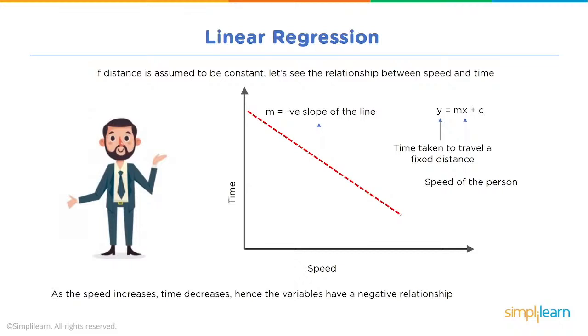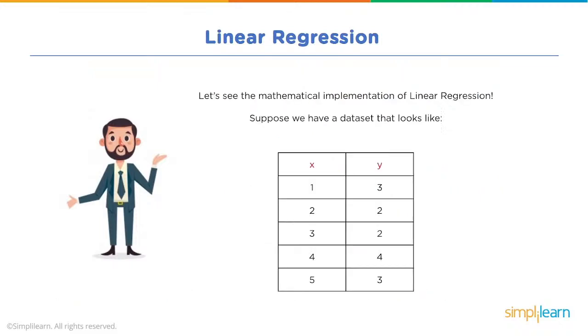And with a simple formula like this, and even a significant amount of data, let's see the mathematical implementation of linear regression. And we'll take this data. So suppose we have this data set where we have x, y, x equals 1, 2, 3, 4, 5, standard series, and the y values are 3, 2, 2, 4, 3.